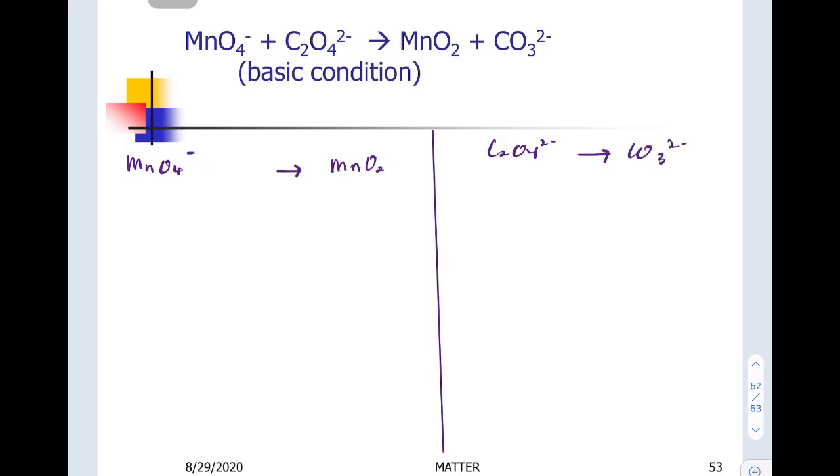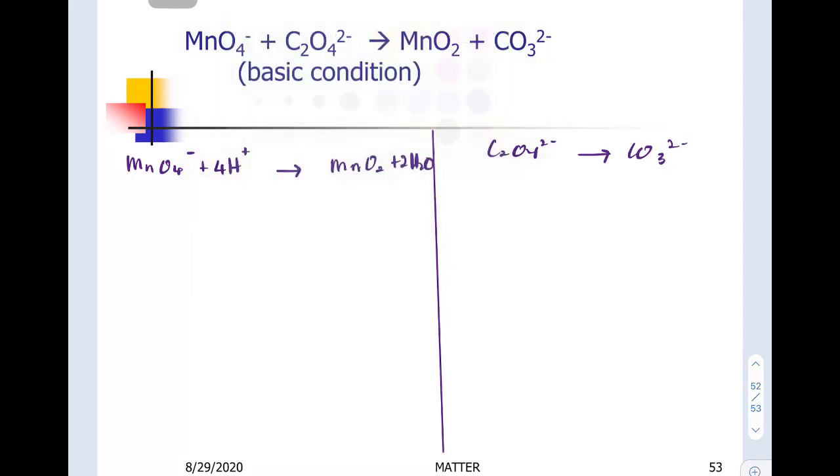So balance the first half equation. We have one metal, which is manganese, but they are balanced. The next step is to balance the non-metal, but we don't have a non-metal. Look at the oxygen. We have 4 at the left, 2 at the right, so we have to add 2 H2O at the right side to balance the oxygen. Then we look at the hydrogen. We have 4 hydrogen at the right side, no hydrogen at the left, so we will add 4 H plus at the left side.